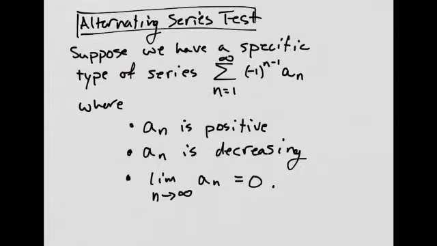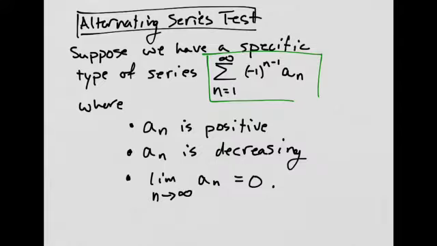So here are the conditions for the alternating series test. Suppose we have a specific type of series that looks like this, where it's definitely alternating because of that key part right there. It alternates between 1 and -1, and you can manipulate your series so that it fits this form. There are three conditions. First, a sub n is positive, so if we remove this part, we only have a positive sequence that we're summing up. Second, a sub n is decreasing, so each term is smaller than the previous term.